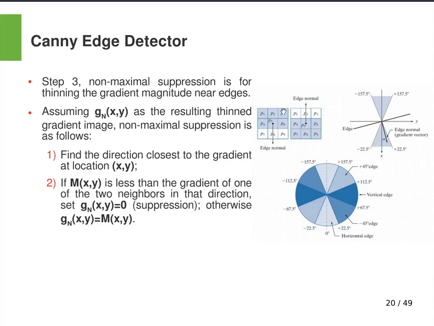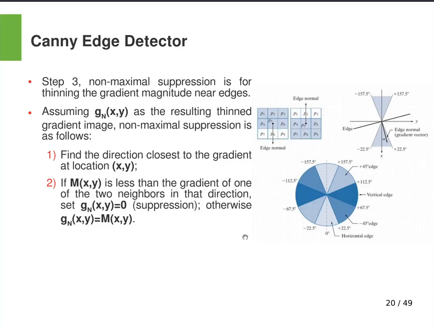So we said that the general direction, let's just say it's in this direction. So we compare the magnitude of P5 with the magnitude of P3 and the magnitude of P7. If the magnitude is greater than the magnitude of P3 and P7, we keep it there. But if it's smaller than the magnitude of any of these two pixels, we suppress that. And we do this for all the individual pixels, and what we get is basically a thinned gradient image.